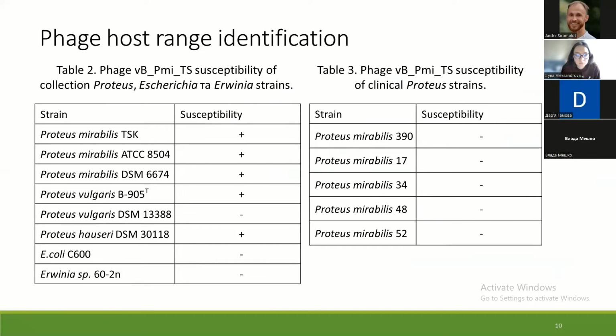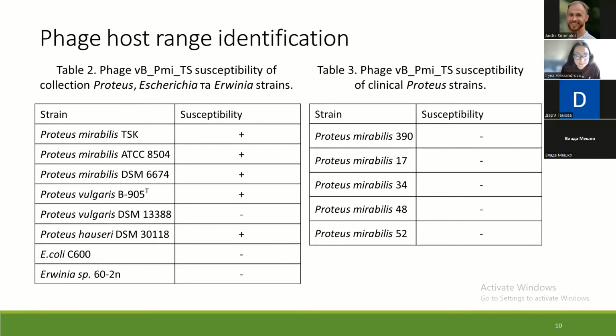Along with the phage host, 10 strains of 3 species of the Proteus genus, among them 5 clinical isolates, as well as enterobacteria E. coli C600 and Erwinia species were used. The studied phage was able to infect all 3 species of the Proteus genus: Proteus mirabilis strains ATCC 8504 and DSM 6674, Proteus vulgaris B905T, and Proteus hauseri DSM 3118. But it should be noted that none of the clinical isolates were susceptible to the phage. Enterobacterial cells also remained resistant.